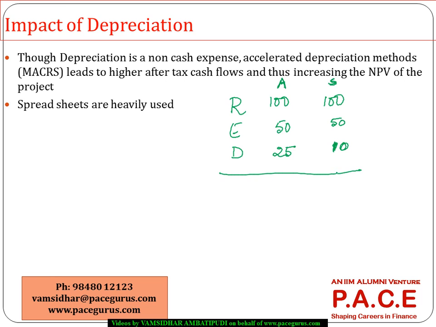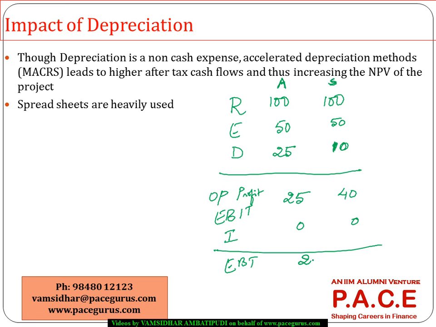From here I will get my operating profit, or EBIT. I'll get EBIT as 25 here, whereas here the EBIT is 40. For simplicity, let me assume interest is 0 in both cases, so EBT is 25 and 40. Assume that the tax is, for simplicity, around 40%. So tax is 10, making the net income 15 here, and 40% of 40 is 16, bringing the net income to 24.